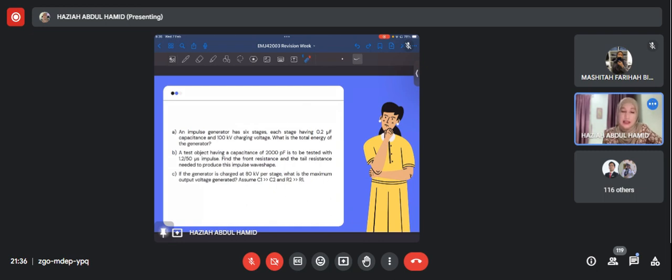Guna formula, tapi you kena guna formula untuk T1 dengan T2 sebab T1 dengan T2 sahaja that equation yang consist ataupun yang relate all the component in impulse generator circuit. C1, C2, R1, R2 tu. Okay, equation lain tak ada relate. Okay, you tak boleh lari daripada that equation to kickstart your calculation.